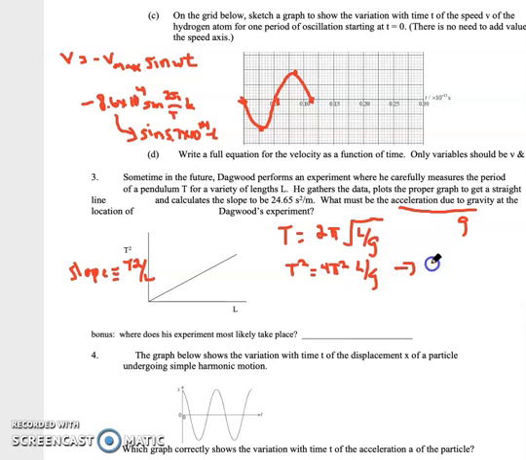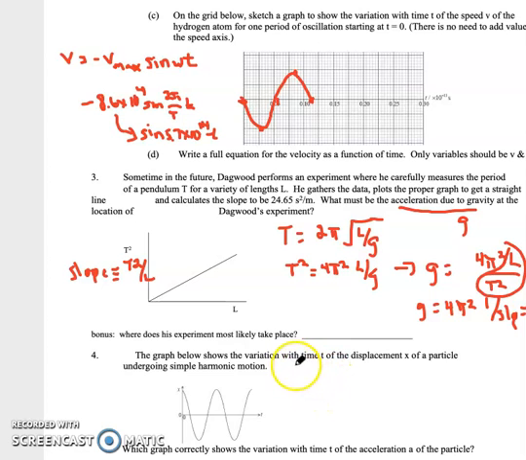And if I solve for g, basically flip things around, I get g equals 4 pi squared L all over T squared. And so we want to recognize that this is 1 over the slope. So g ultimately is 4 pi squared times 1 over the slope. Oops, sorry, I'll just put SLP. You plug in the numbers and you should get 1.6 meters per second squared.